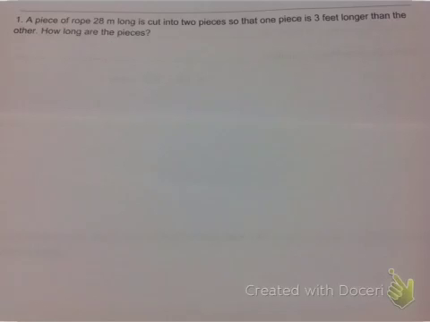All right, let's start with this. As I read through the word problem, I'm going to underline pieces of information I think will be relevant. So a piece of rope is 28 meters long, and it's cut into two pieces so that one piece is 3 feet longer than the other. And this is the most important part. We always need to remember to answer a question. How long are the pieces?